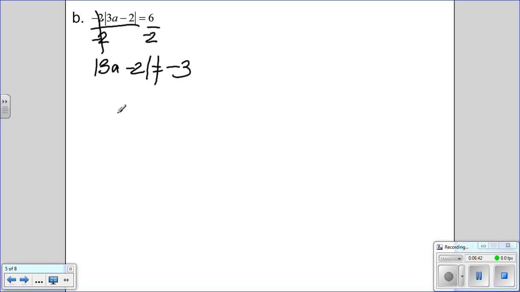And so if you run into this situation, you'll just have to write no solution. Or you can always make the symbol for empty set. Okay, so no solution for this one.